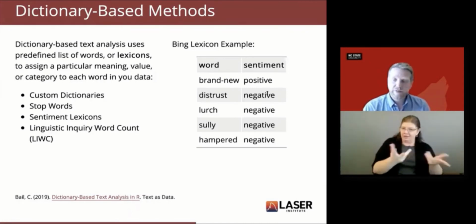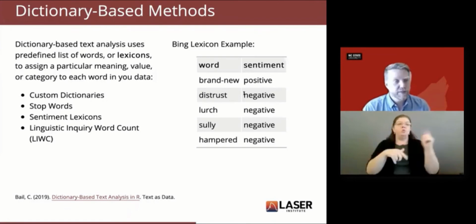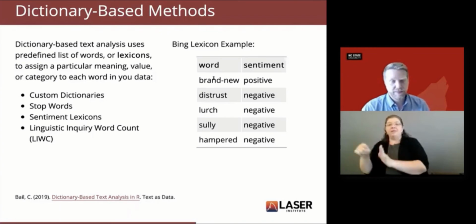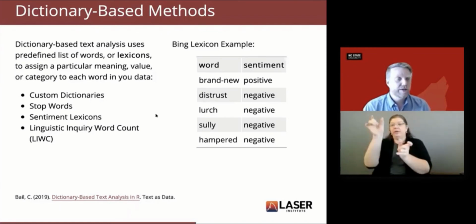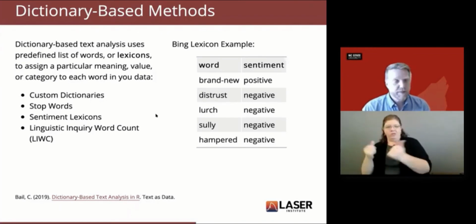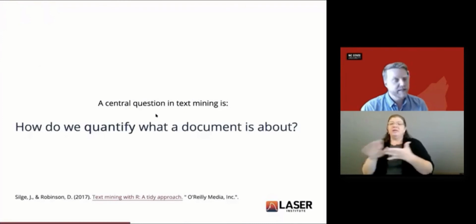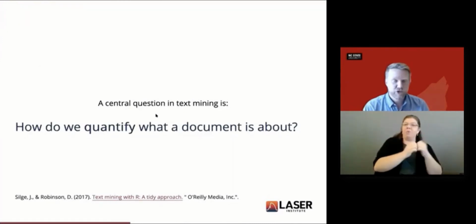So for example, this was just randomly generated from some of the code that you saw earlier. These are words that are in the Bing sentiment lexicon, and these are words that have been associated with either positive or negative sentiments. And if you're interested in learning how some of these sentiment lexicons are developed and trained, there's a nice overview, again, I'll go backwards a little bit, in the Text Mining with R book, A Tidy Approach.